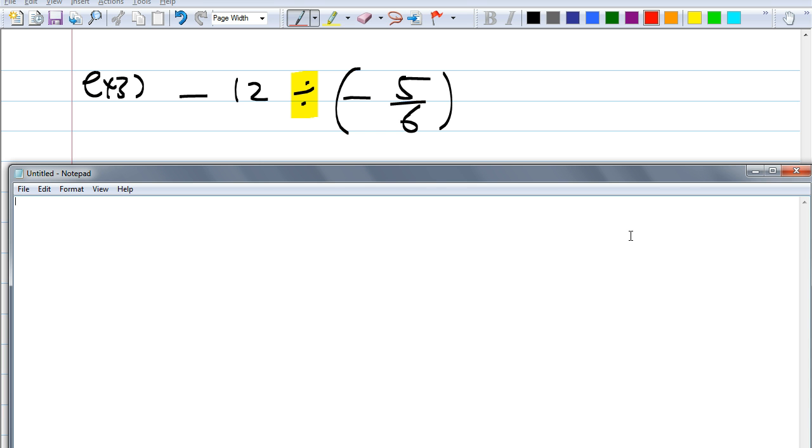Now, how would you rewrite this as a multiplication? Using the definition of division, you could rewrite this as a multiplication, right? One person sees it. 2, 3. Who haven't I called? Oh, I haven't called Jenny. Jenny, how would this be if you were to rewrite this as a multiplication? Negative 12 times what?